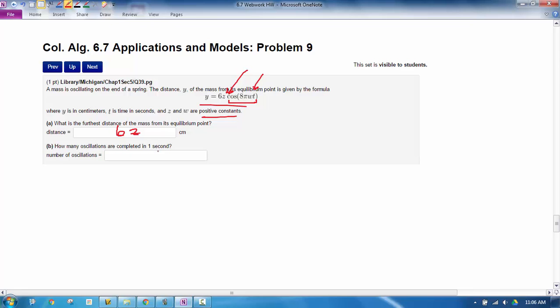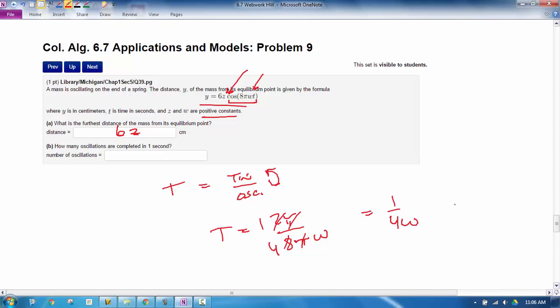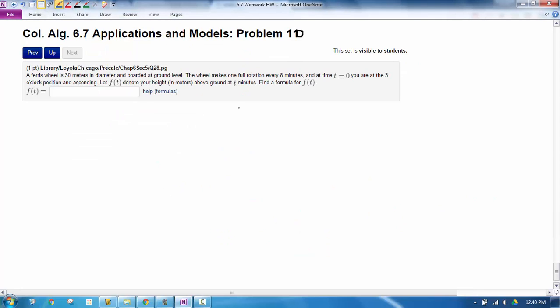And then the other thing is how many oscillations are completed in 1 second. Keep in mind, period is the time it takes to do one oscillation typically. So the frequency would be the reciprocal of that. So what we're looking for is the reciprocal of the period. So the period is 2 pi over b, which is 2 pi over 8 pi w. The pi's cancel. 2 goes into 8 4 times, so it's really 1 over 4w. We want to flip that to be 4w. That's our answer for the second one.